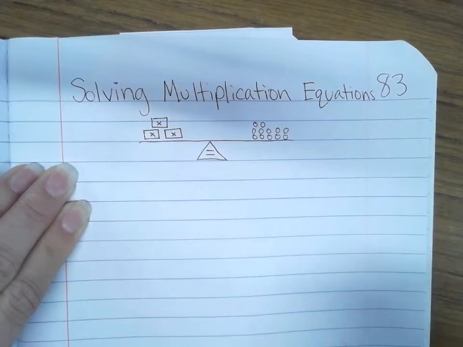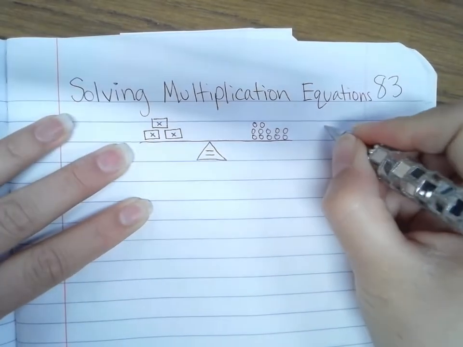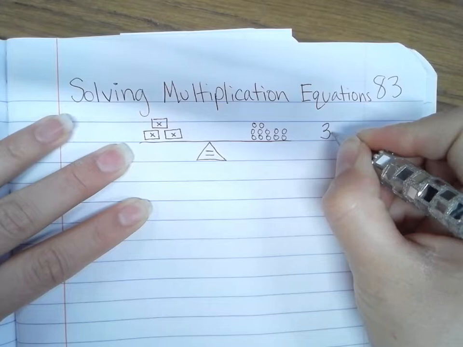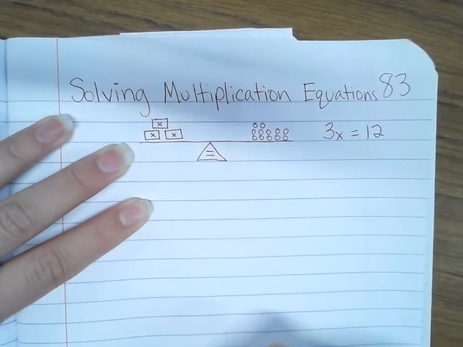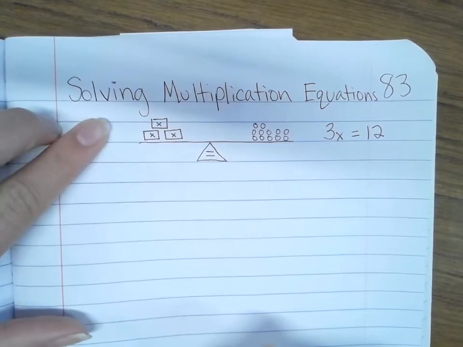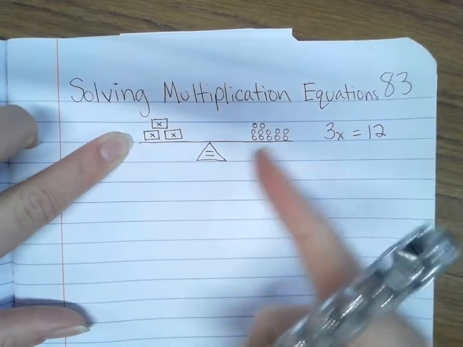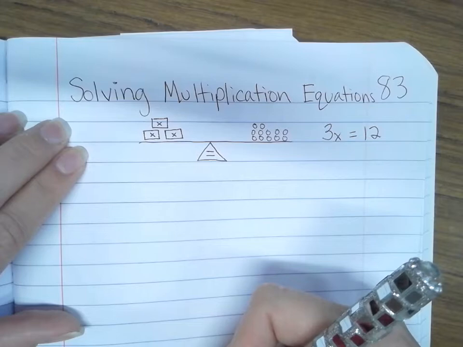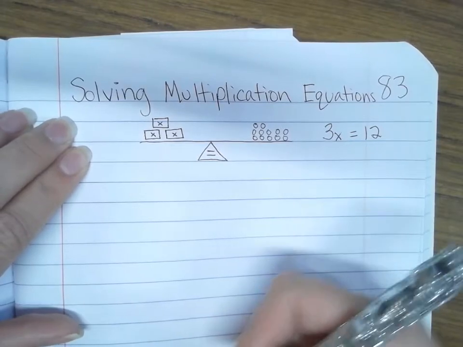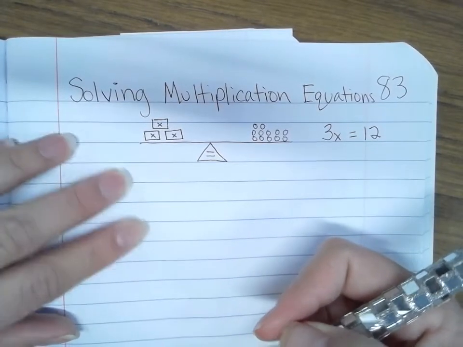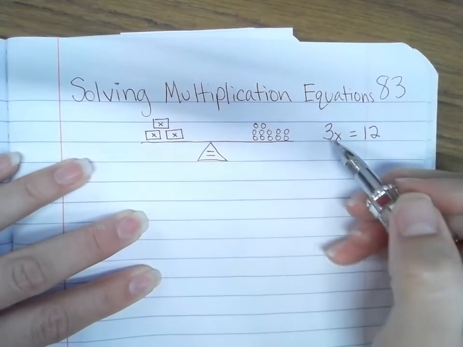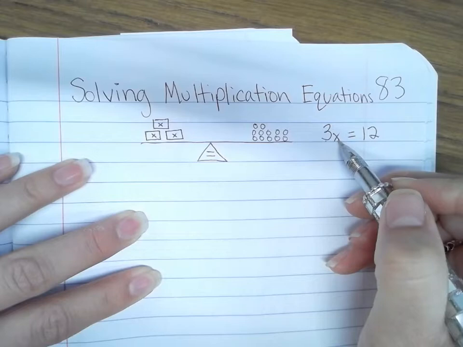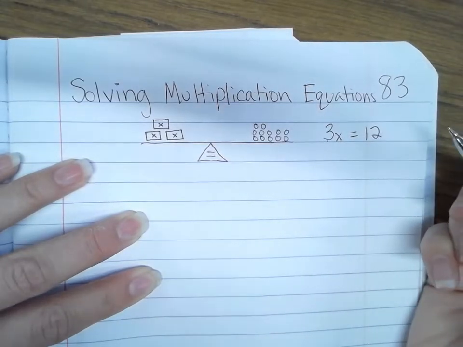Alright, the equation that we are representing here is 3x equals 12. See it in the picture, 3 x's equals 12 of these. So, if we're trying to figure out what each x is, I want to do the same thing to each side. So I want to know what x is. Well, here I'm multiplying. I have 3 groups of this. So what is the opposite of multiplying?